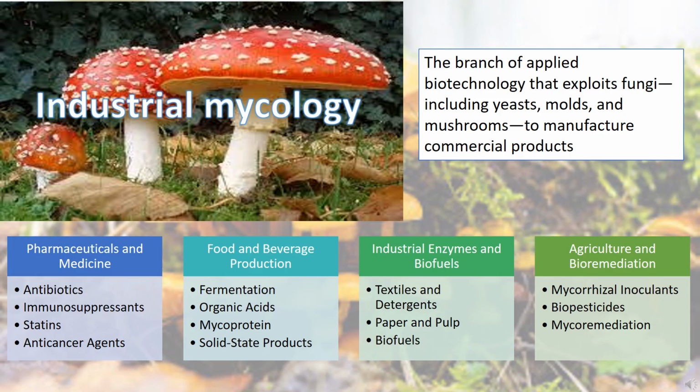Agriculture and bioremediation. Industrial mycology provides eco-friendly alternatives to chemical fertilizers and pest control. Mycorrhizal inoculants. Commercial fungi form symbiotic relationships with plant roots to enhance nutrient uptake. Biopesticides. Entomopathogenic fungi act as natural killers against agricultural insect pests. Mycoremediation. Fungal mycelium absorbs and breaks down heavy metals, plastics, and petroleum hydrocarbons from contaminated soils.